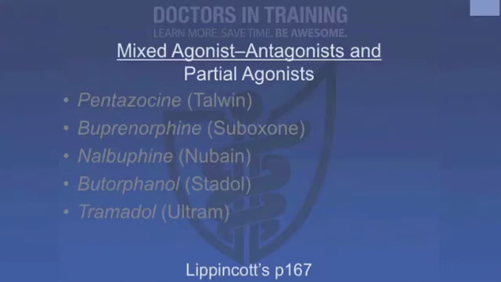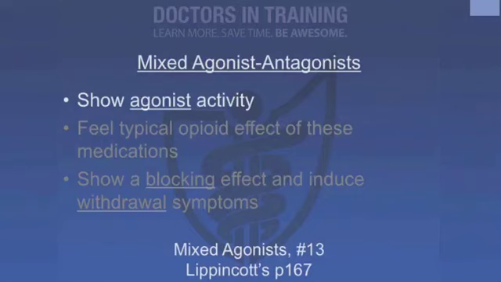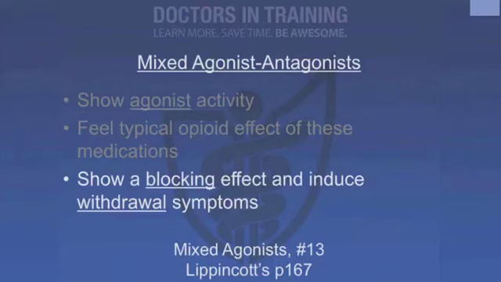So we're going to switch gears to something called the mixed agonist-antagonist. Drugs that stimulate one receptor but block another are termed mixed agonist-antagonists. And the effects of these drugs depend on the previous exposure to opioids. So in individuals who have not recently received opioids, or naive patients who haven't had opioids, the mixed agonist-antagonists show agonist activity, meaning they're going to feel the typical opioid effects of these medications. So they're used to help relieve pain. In patients with opioid dependence or long-term use of opioids, these medications may show a blocking effect. So they can actually induce withdrawal symptoms.